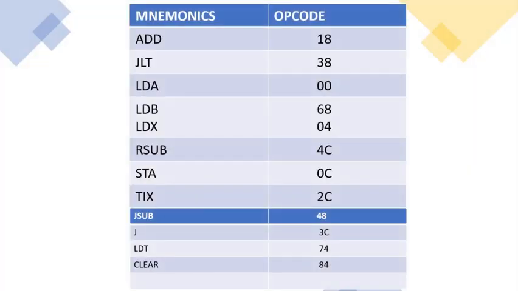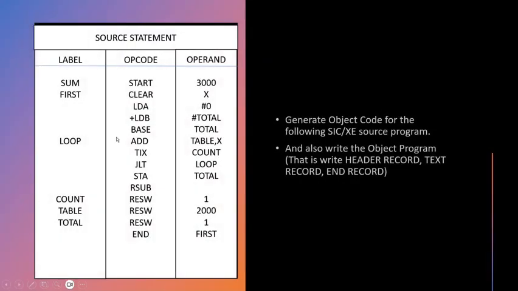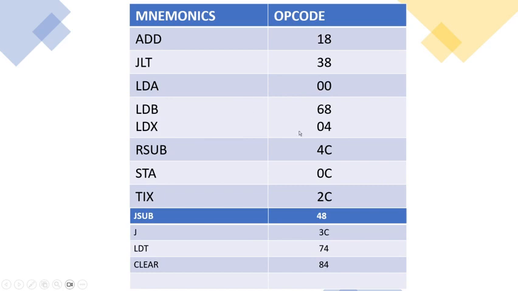Now we have the mnemonics for the opcodes that we have previously seen over here. These are the opcodes, and for these we have their hexadecimal values. For ADD, it will be 18. For JLT, it is 38. For LDA, it is 00. LDB will be 68. LDX is 04. RSUB is 4C. STA is 0C. TIX is 2C. JSUB is 48. J is 3C. LDT is 74. CLEAR is 84.